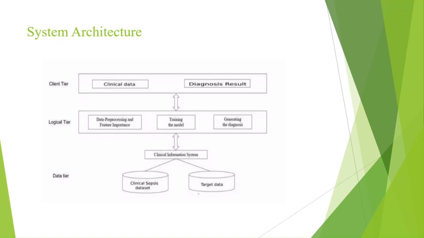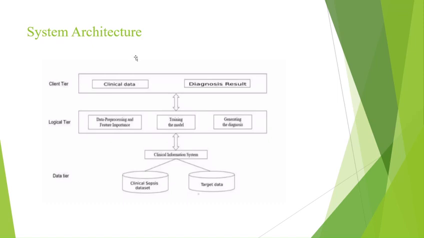And the last tier is data type. It contains two components that are clinical sepsis dataset and target data. Clinical sepsis dataset. This is a repository of historical clinical data related to sepsis cases. It is used for training the machine learning model. Target data. This is the dataset used for testing the model and generating predictions. It includes new clinical data that the model has not seen before.